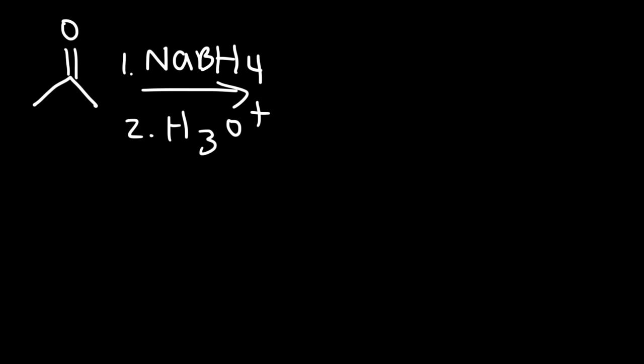NaBH4 can reduce a ketone or an aldehyde into an alcohol. In this case, you're going to get a secondary alcohol. Now, lithium aluminum hydride will have the same effect.